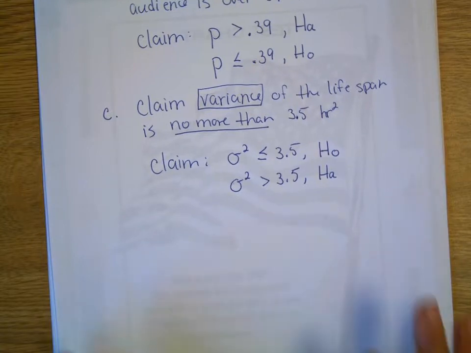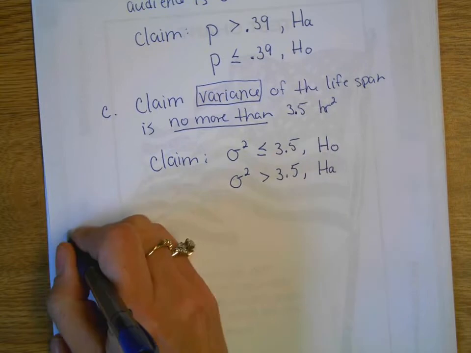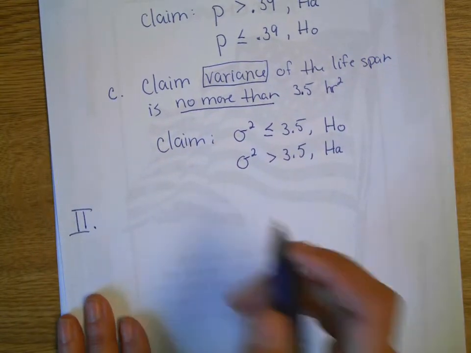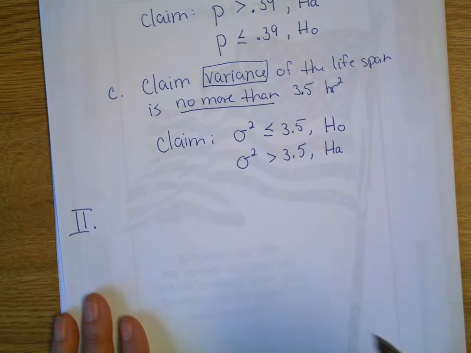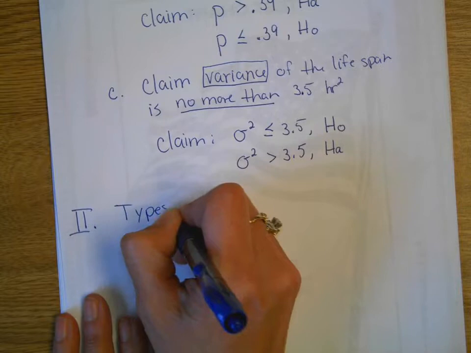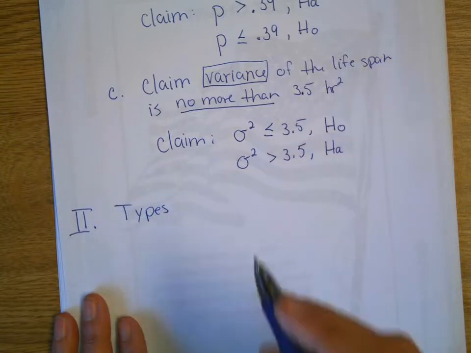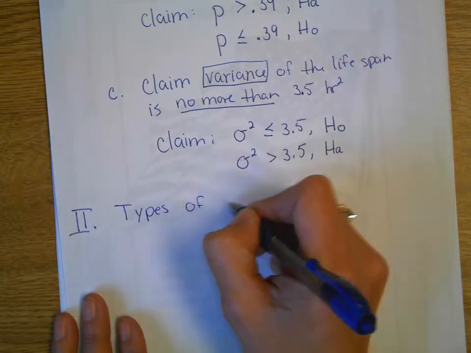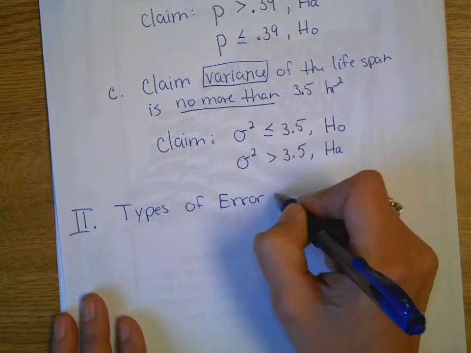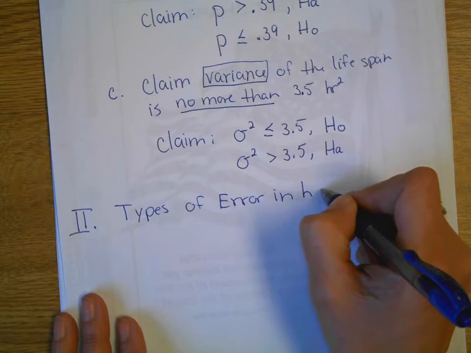All right, big idea number 2 today. We want to talk about types of error that happen in hypothesis testing. How many big things we need to know? I think we've got 3 or 4. Can't remember. Types of error in hypothesis testing.